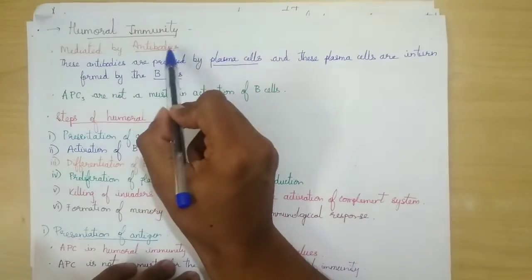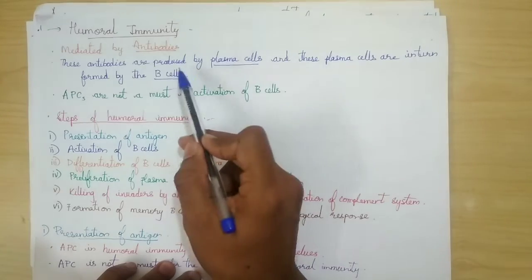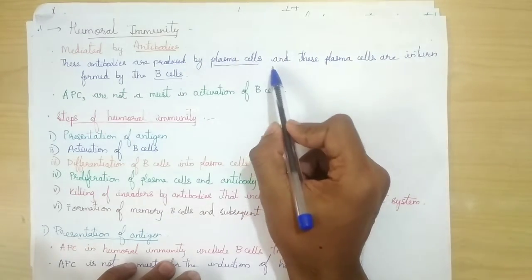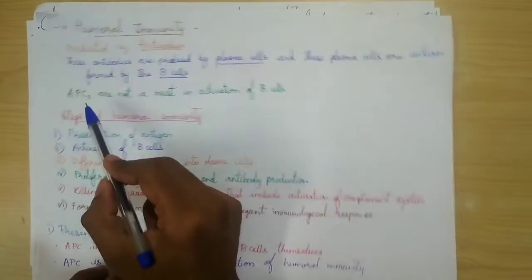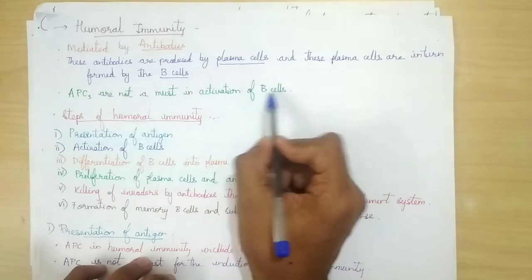It is mediated by the antibodies. These antibodies are produced by plasma cells, and these plasma cells are in turn formed in the B cells. The APCs are not a must in the activation of B cells.